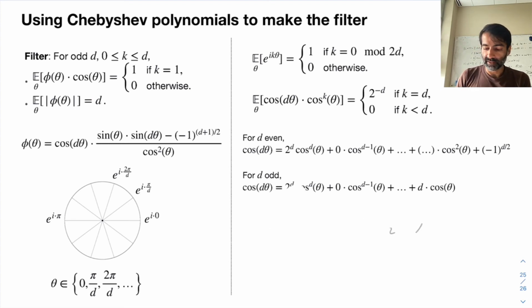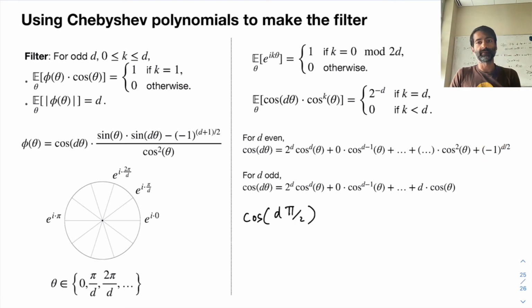The final claim I want to establish is that when d is even, the constant term here is exactly minus 1 to the d over 2. That just follows from this identity, because this constant term is obtained by plugging theta equals pi over 2 into the right-hand side. And when you look at the left side, you get cosine of d pi over 2, which is equal to minus 1 to the power d over 2.